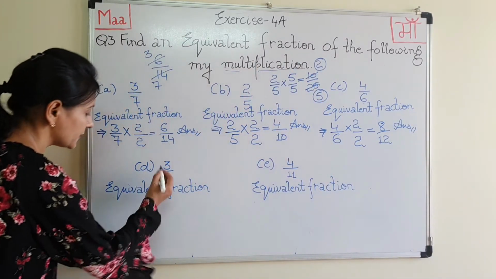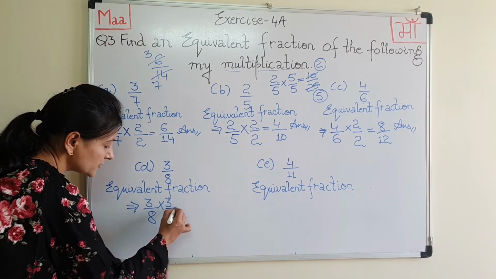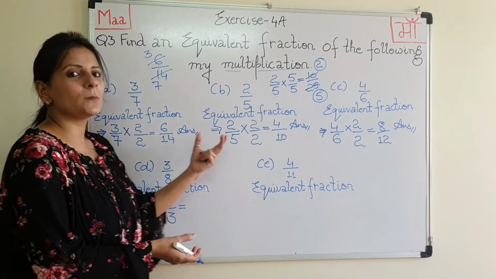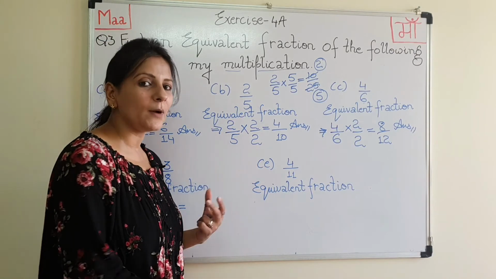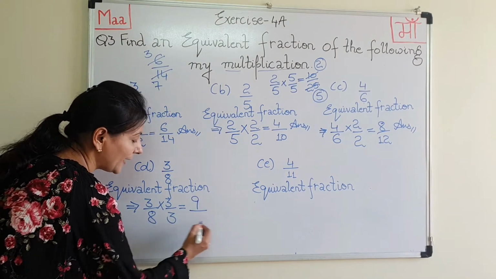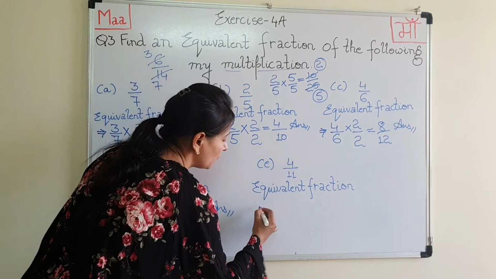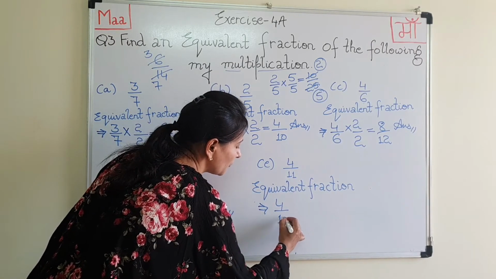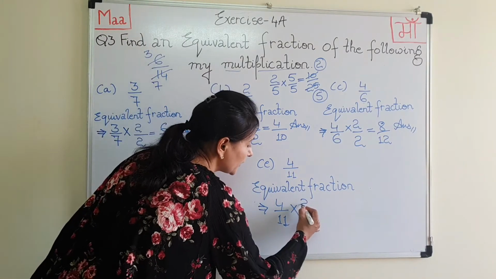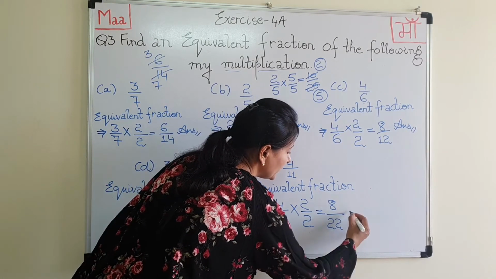Okay. The next part is 3/8. Again, if you want, you can multiply it by 3 also. It is not compulsory to multiply always by 2. What I am saying is that multiplication by 2 will be easier for you. If you want to multiply by any other number, you can do that also. So 3 3s are 9 and 8 3s are 24. This is also correct. Then 4/11. Again, if you want, you can multiply by 3, 4, 5, whatever. So here I am showing you with 2 only. So 4 2s are 8 and 11 2s are 22.